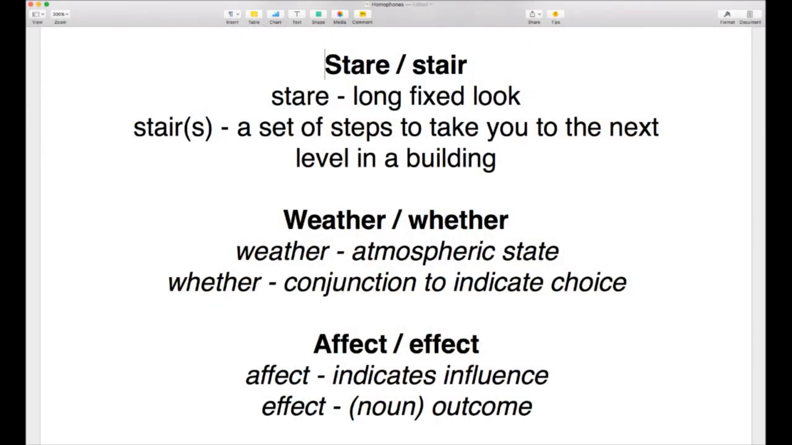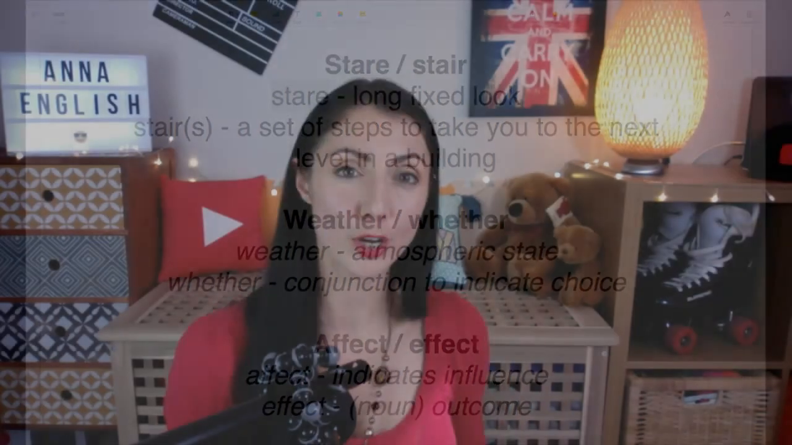Okay, so the next set of homophones that we're moving on to is stare and stair. So we have two versions here. The word stare in this sense means a long fixed look. So if I look at you and I continue to look at you like this, you would say, why are you staring at me? Stop staring at me, Anna. It's making me feel weird. You're creeping me out, you might say.